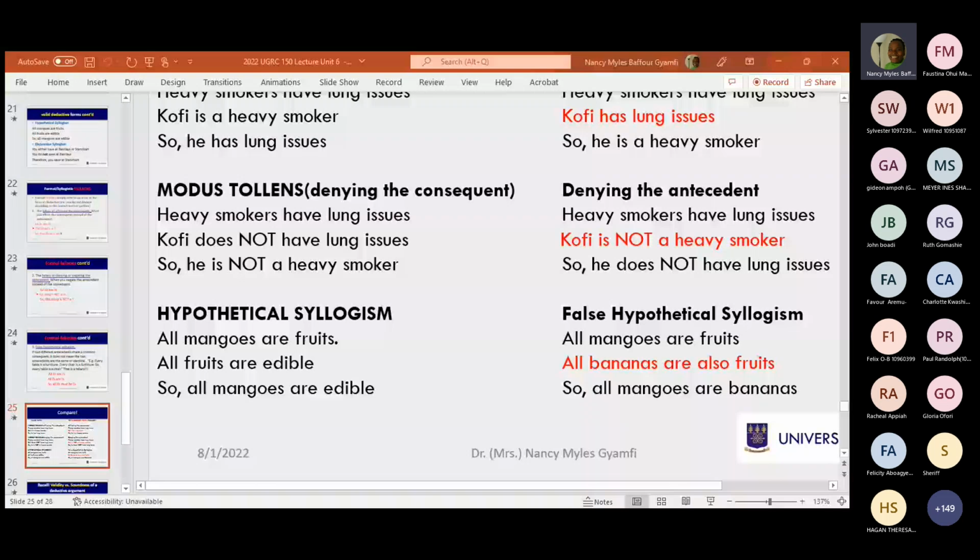Except that for the second example I gave, we all can tell that it is valid by hypothetical syllogism, but it is not sound.